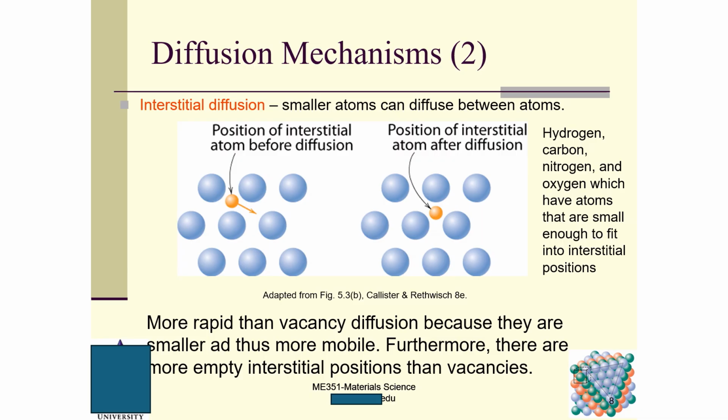It is more rapid than vacancy diffusion because these atoms are smaller and thus more mobile. And furthermore, there are more empty interstitial positions than vacancies, right? Because this atom's size is much smaller than the size of the other existing atoms.